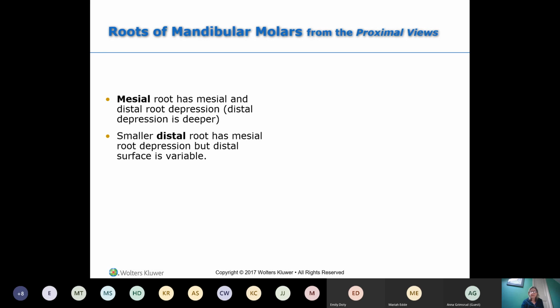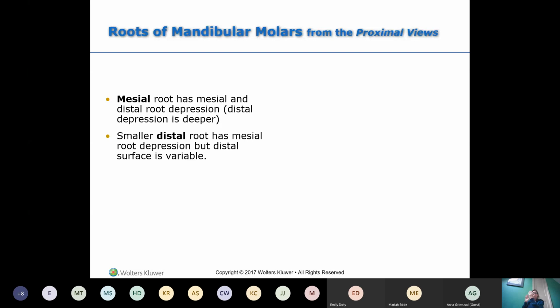The mesial root has a mesial and distal root depression, with the distal depression being deeper. And the smaller distal root has a mesial root depression, but the distal surface may or may not have one. So this is something we're going to have to visualize, okay?